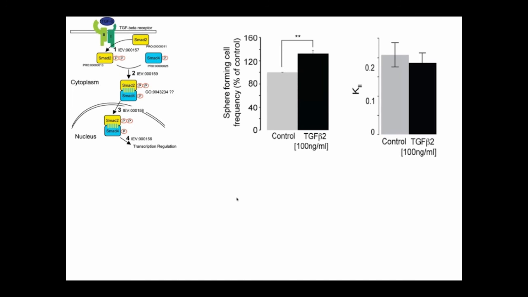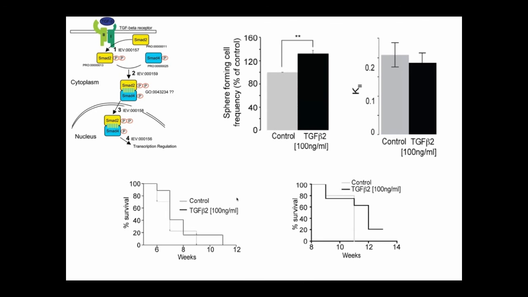But when we serially passage cells that are continually exposed to the TGF-beta, we find that the slope of the growth curve and the frequency and probability of undergoing a symmetric division is no different than it is in the control population. And then when we take cells that have been exposed to the TGF-beta for 4 passages in tissue culture and we implant them either sub-Q, the graph on the left side, or intracranial, the graph on the right side, there is no difference between those 2 populations.